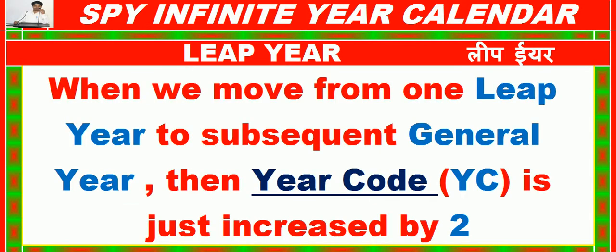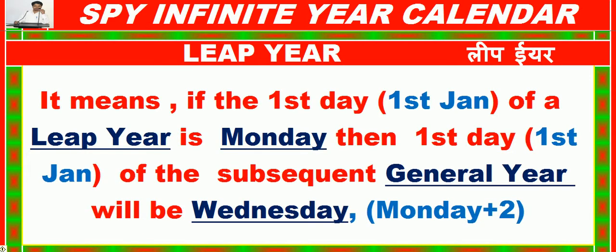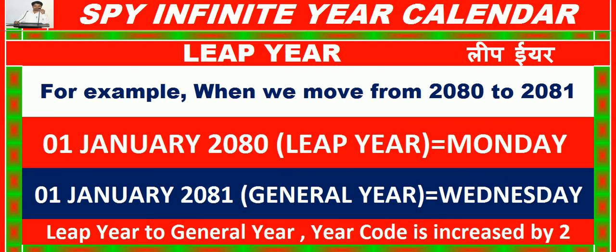When we move from one leap year to subsequent general year, then year code YC is just increased by 2. It means, if the first day, 1st January, of a leap year is Monday, then first day, 1st January, of the subsequent general year will be Wednesday, Monday plus 2. For example, if January 1st 2080 leap year equals Monday, then January 1st 2081 general year equals Wednesday. Leap year to general year, year code is increased by 2.